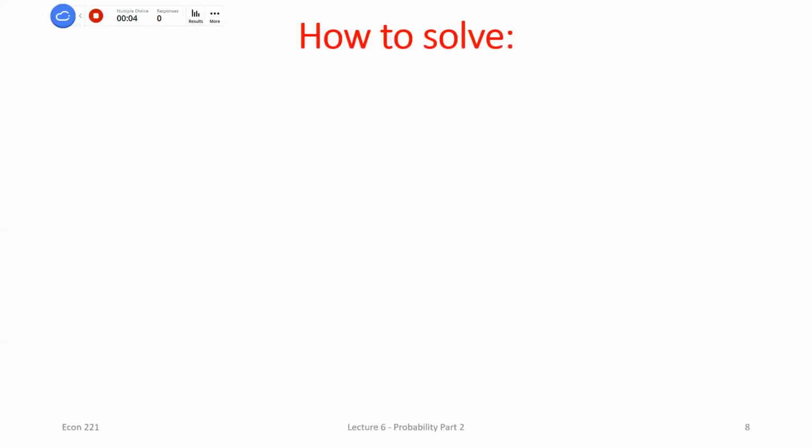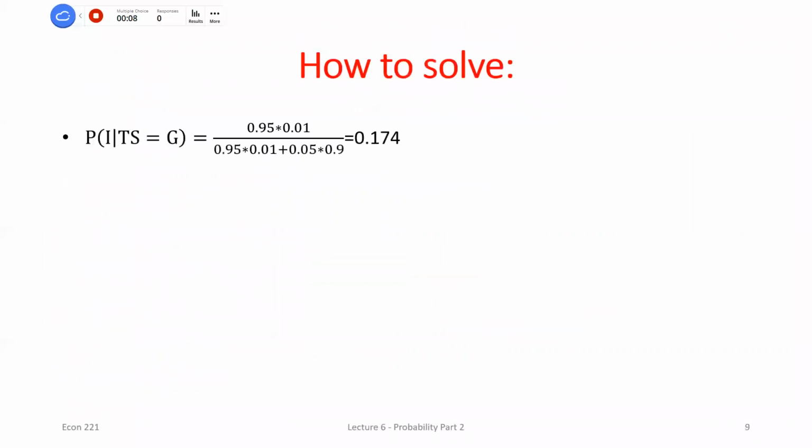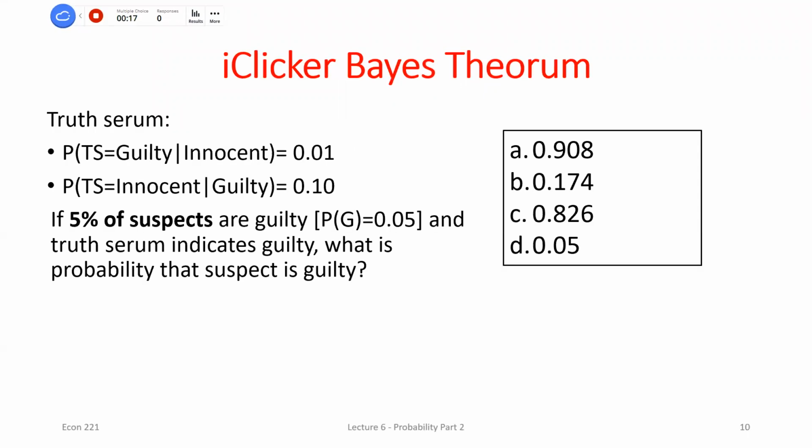Given everything that we've talked about, we just solved for the probability that, given the truth serum made them say they're guilty, the probability they were actually innocent was 0.174. If instead we have exactly the same setup, remember here's the general form of our Bayes theorem problem. Now I want to say, given that the truth serum indicates guilty, what's the probability that they're actually guilty?